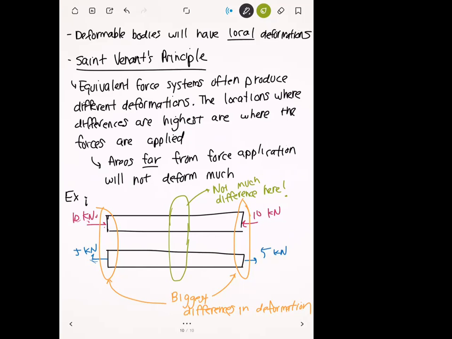And so I think this is a really cool principle, because you can take an arbitrary situation and say this area of the structure is not really going to feel any effects, or any stress, because it's far away from all the different loadings, okay?